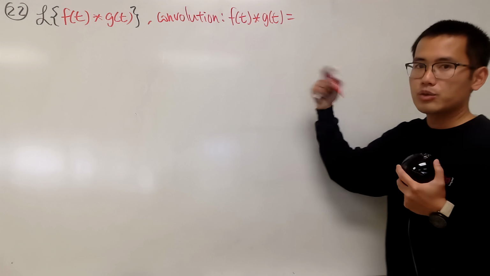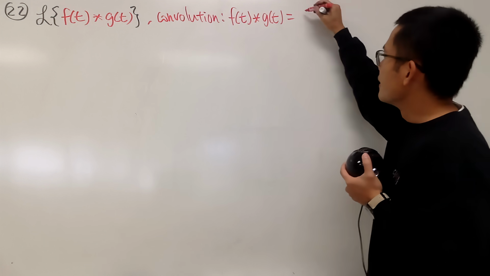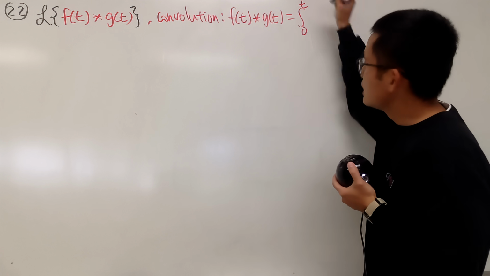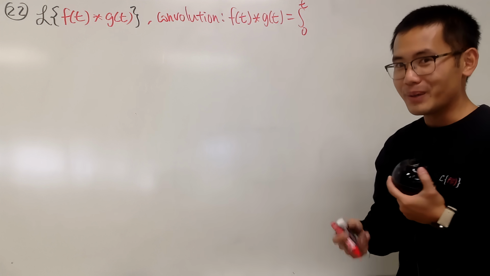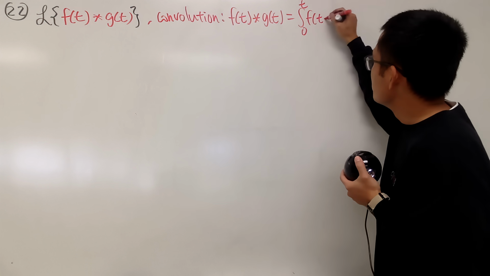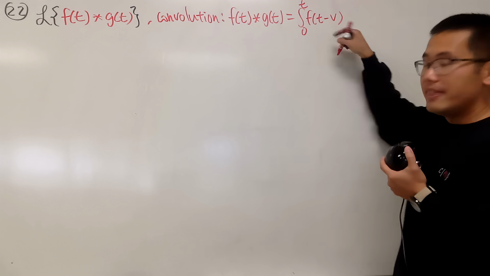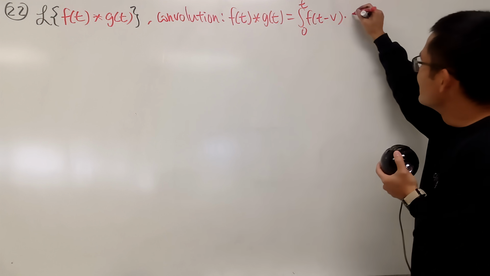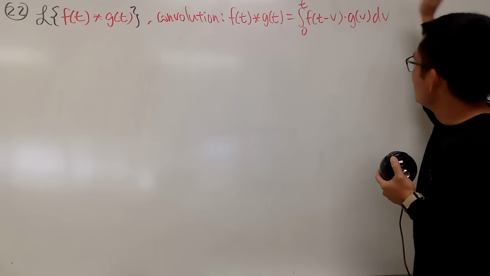By the way, that's called a star. That's why I say star. This right here, it's an integral going from 0 to t. So it's kind of similar to the one that we did earlier, okay? But not exact. Inside, you have f of t minus the dummy variable phi, and then multiply. This is the regular multiplication. And then g of phi d phi.